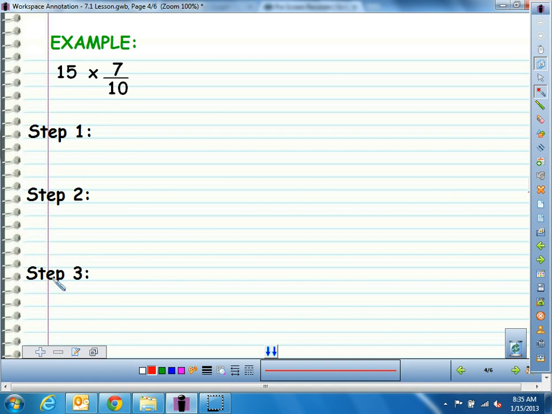Step 1. What was that again? Aha. Take the whole number and write it as a fraction. So 15 becomes 15 over 1, times 7 tenths. Multiplying fractions, it's no problem. It's the top times the top and the bottom times the bottom. So on my top, I'm going to take 15 times 7. For my bottom number, I'm going to take 1 times 10.